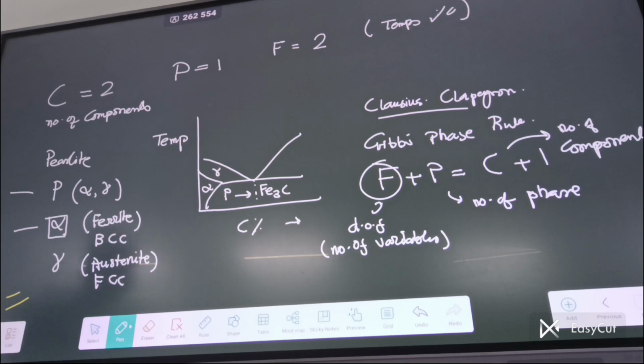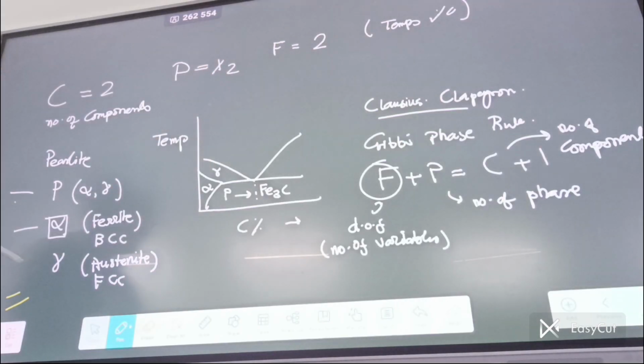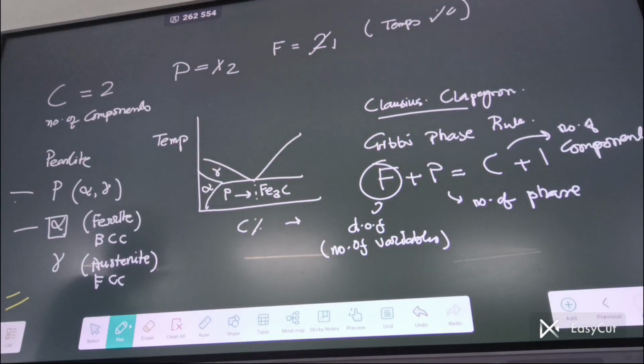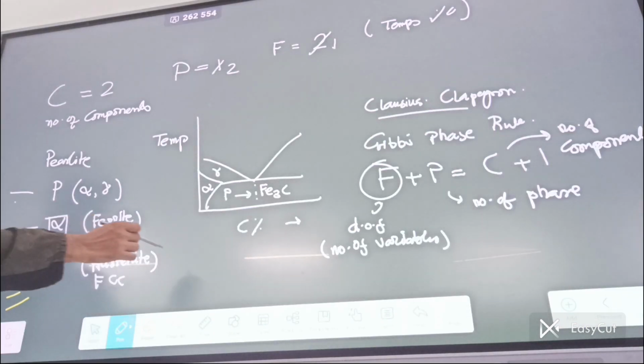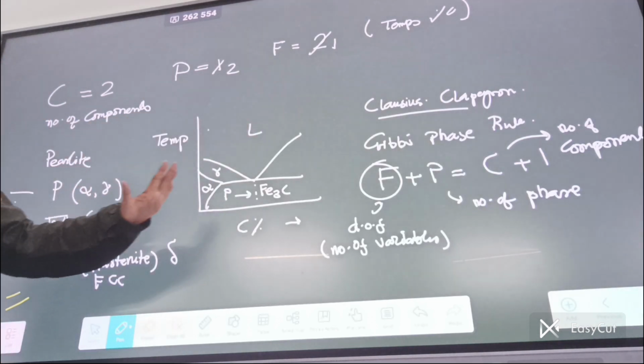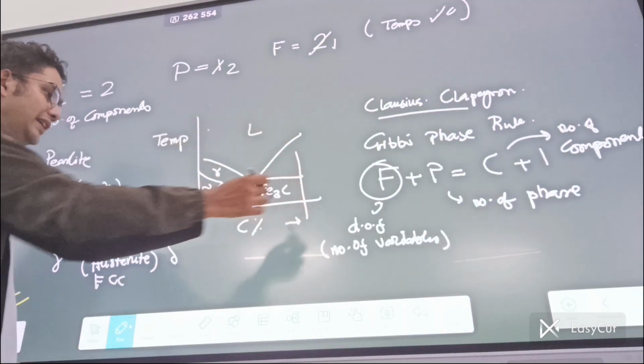Right. But the same thing if you apply it to pearlite. In pearlite, the value of P will be 2, because there are two different phases. So F will be 1. Okay. So you can identify the pearlite by only the concentration, not the temperature. So this is the Gibbs phase rule. So if you increase the temperature, you can have different types of phases as well. If it is iron, you can have liquid. Right? And if you keep on increasing the carbon percentage, then after a certain point, you will get something called cast iron.